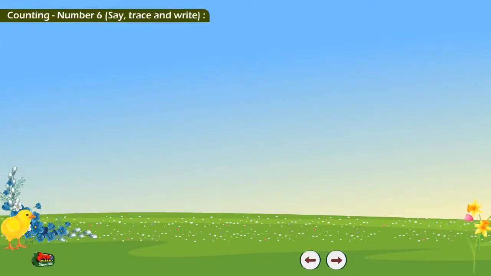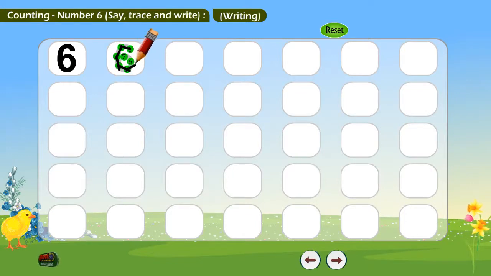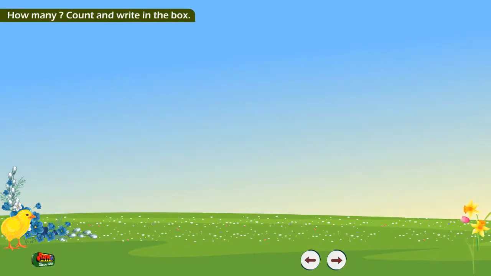Counting number 6. Say, trace and write. Writing. How many? Count and write in the box. Representation.